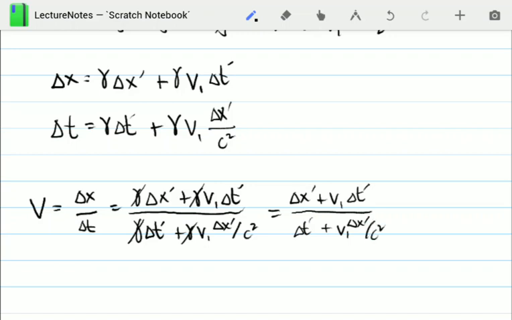The velocity that the person on the ground sees is delta x over delta t. Let's call the velocity that the person on the platform sees when looking at a common object v sub 2.